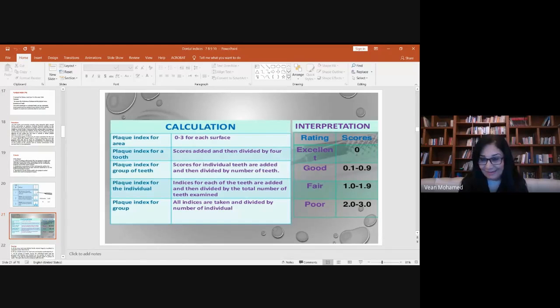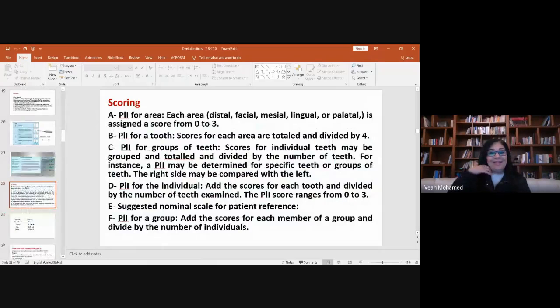Okay? Thank you. Now, the scoring here is more discussed, the same as the table with simple clarification. It means for the area, the 4 areas will score from 0 to 3. For a tooth divided by 4, for a group divided by the number of the teeth, and so on.